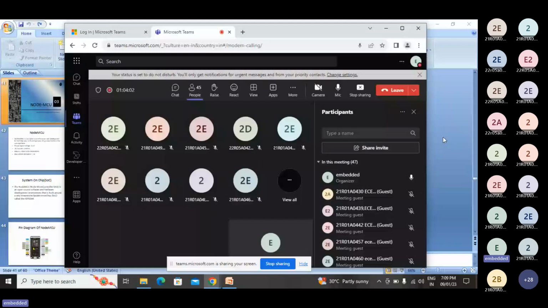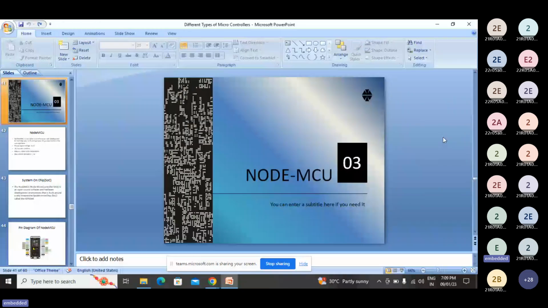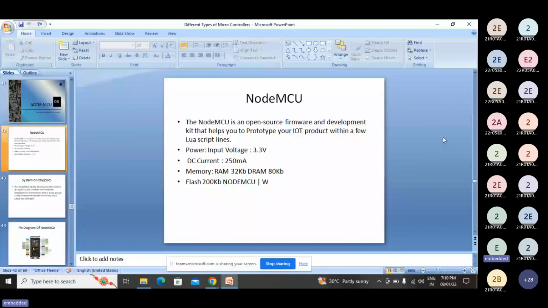So from the beginning, let's start again. Today's topic is NodeMCU. NodeMCU is an open source firmware and development kit that helps you to prototype your IoT product within a few Lua script lines. The power input voltage is 3.3 volts DC, and the current is 350 milliamps.